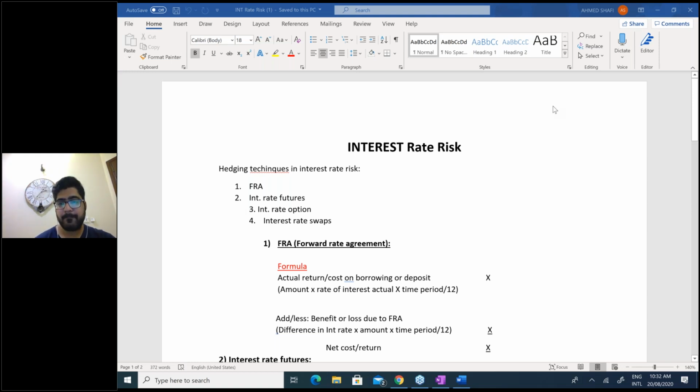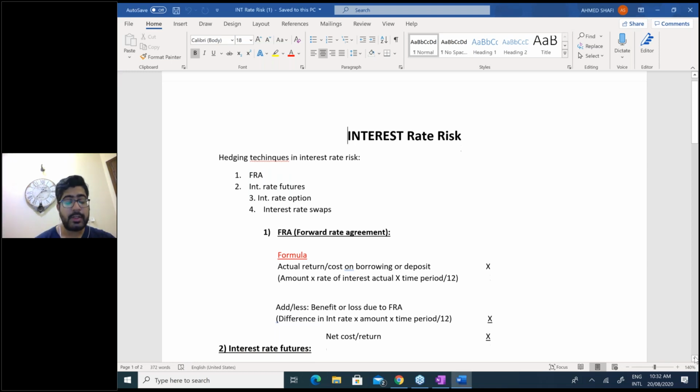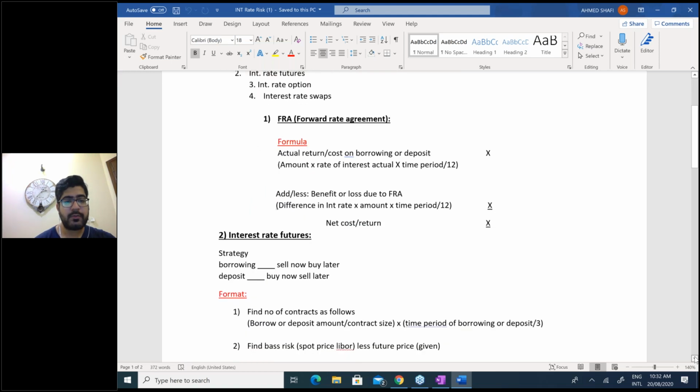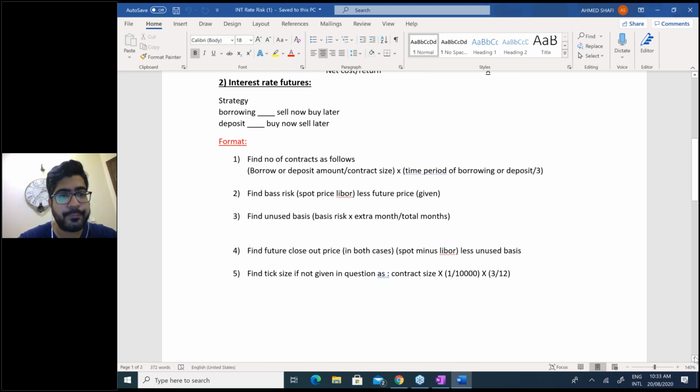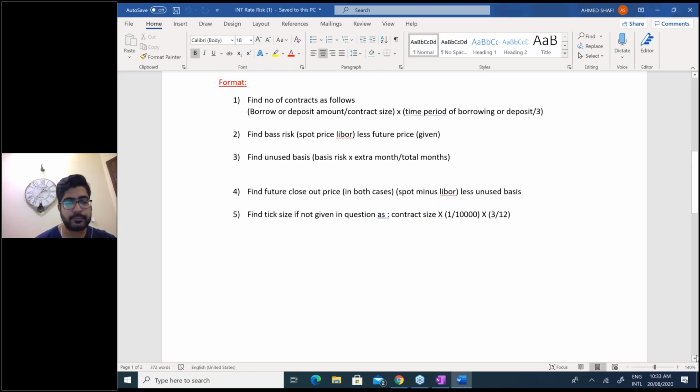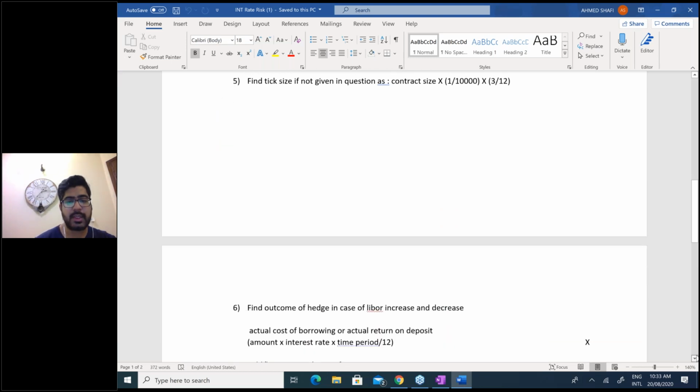Then we move towards interest rate futures, which was a bit tricky. I told you that in interest rate futures, the borrowing strategy is sell now, buy later, and the deposit strategy is buy now, sell later. So basically, it was a format where you need to find the number of contracts: borrowed or deposit amount over contract size into time period over 3. Then the basis: rate spot minus LIBOR less futures price, then unused basis, then futures closeout price, then tick. And finally, the outcome of the hedge in case of increase and decrease.